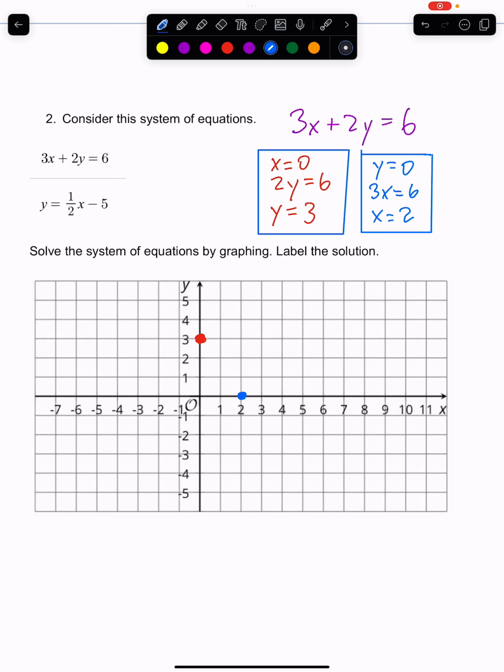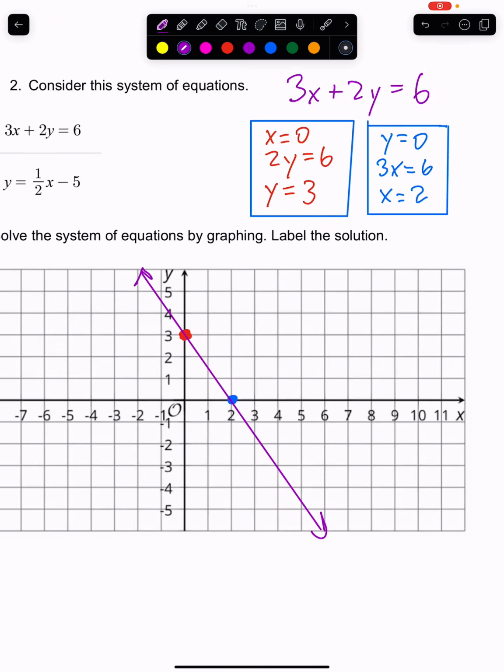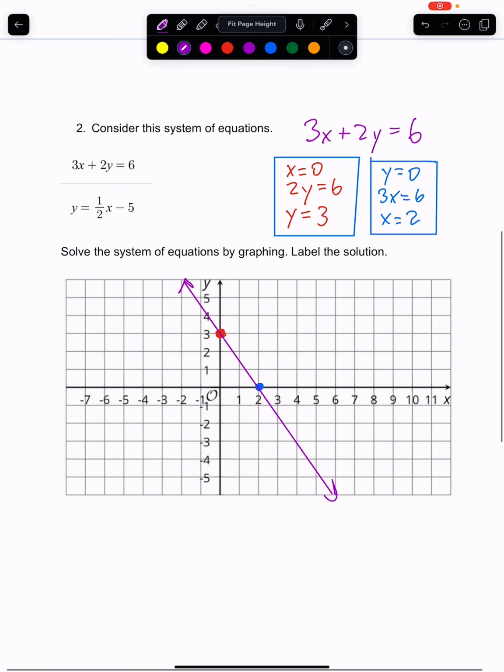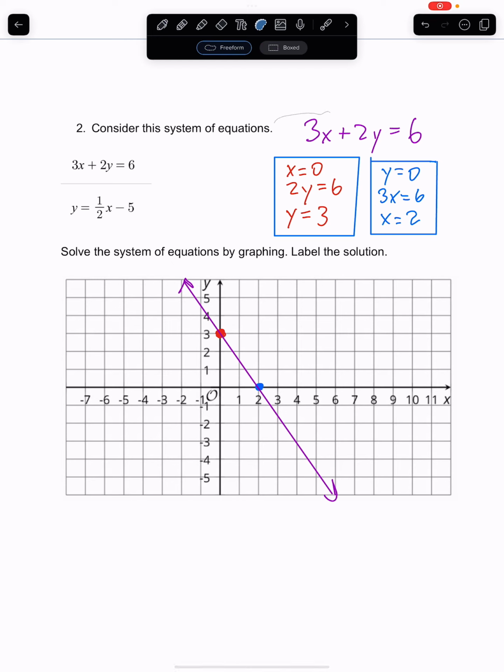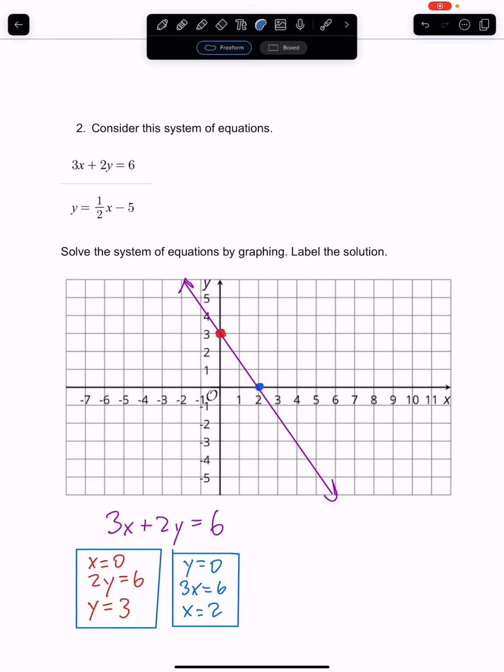It's going down 3 over 2. This thing has a slope of negative 3 halves and a y-intercept of 3. Down 3 over 2. Slope of negative 3 halves. And there you go. So now we need one more line here, and then we're going to point to the solution, which is the intersection.